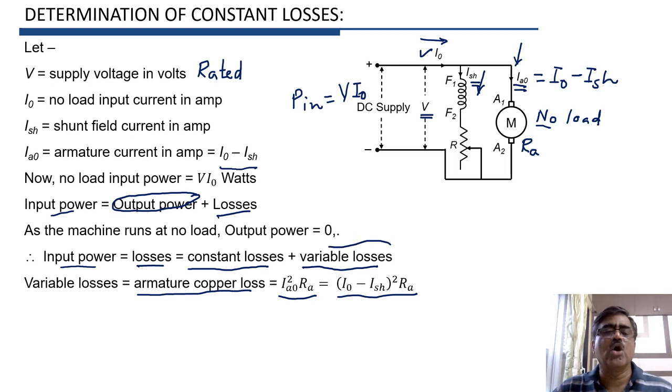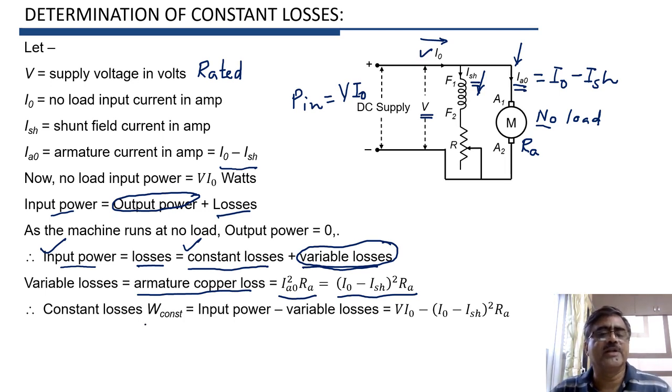So if this variable loss is subtracted from input power, we will get constant loss, that is W constant. This W constant is equal to input power minus variable losses. So input power is nothing but V into I0, and variable losses are (I0 minus ISH) square into Ra. So with the help of Swinburne's test, we can calculate constant losses as V I0 minus (I0 minus ISH) bracket square into Ra. So with the help of readings of Swinburne's test, it is possible to determine constant losses of the machine.